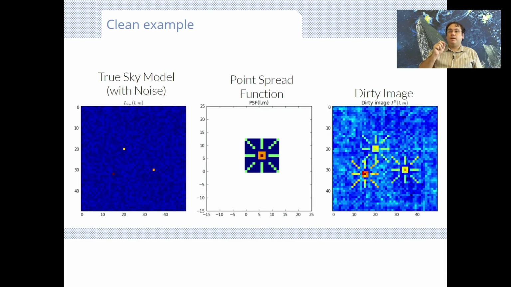Now, as we said, the dirty map is the true sky distribution of sources convolved with the point spread function, right? And let's say our idealized point spread function for our interferometer looks like that image in the center there. Now, the dirty image is then this convolution between the two. Now, the goal is to get a model that is close to the true sky model here.